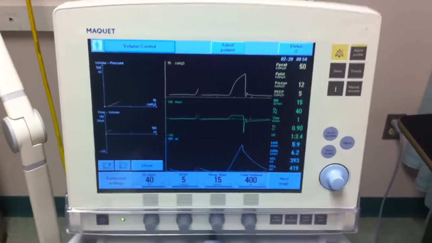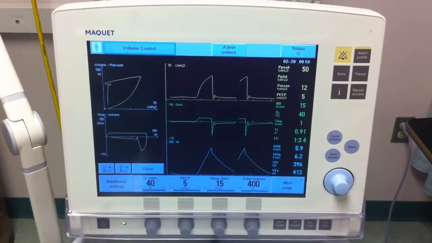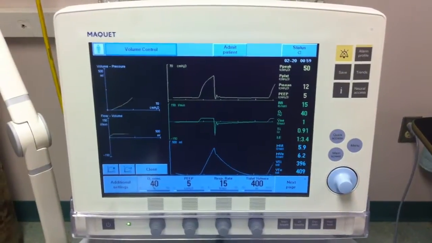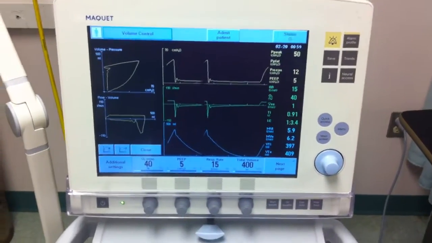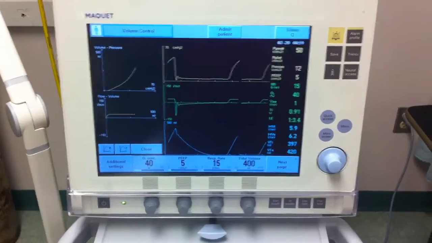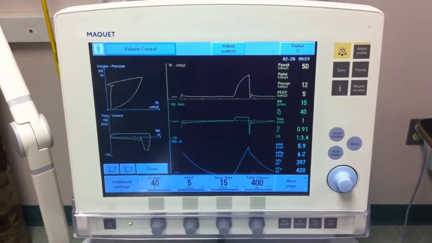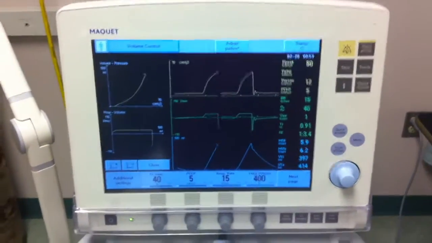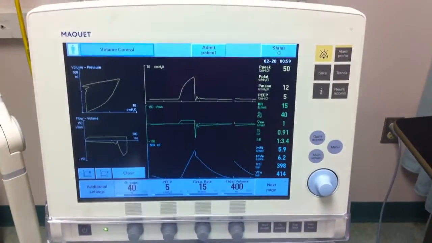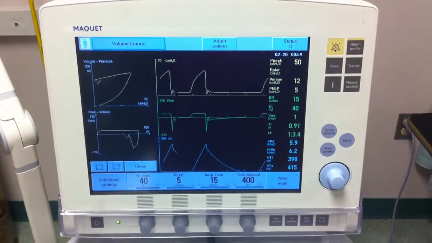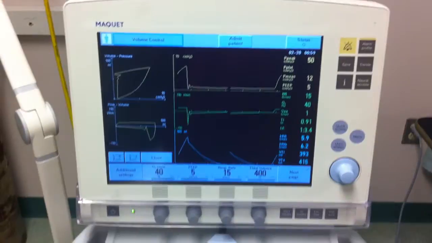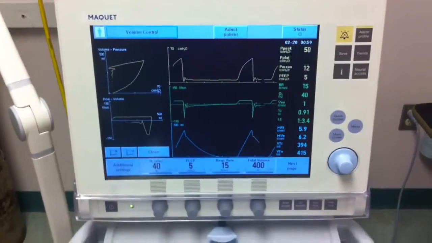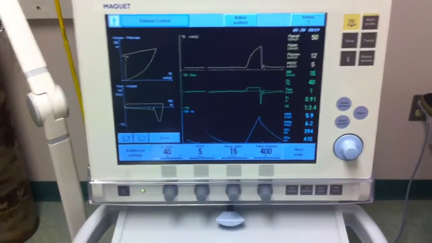You notice an FiO2 of 40%, PEEP of 5, respiratory rate of 15 in assist control. You notice no spontaneous respiratory effort at this time, and notice the following waveforms. You take a minute to look at these waveforms and discuss them. You go ahead and decide.